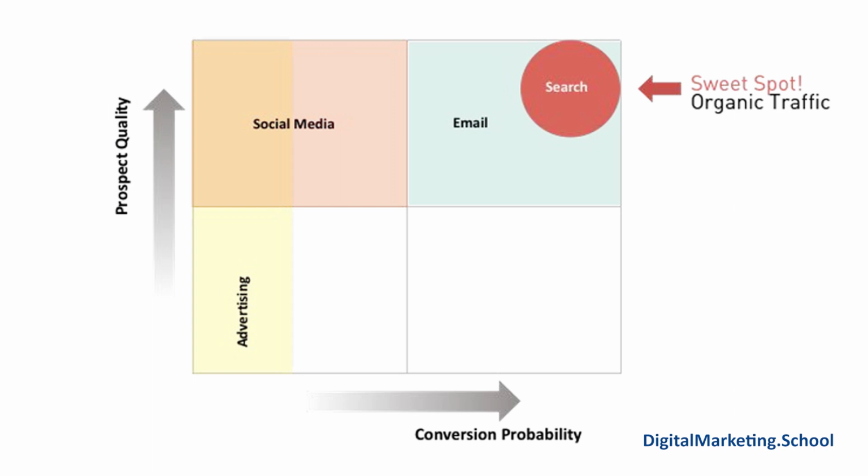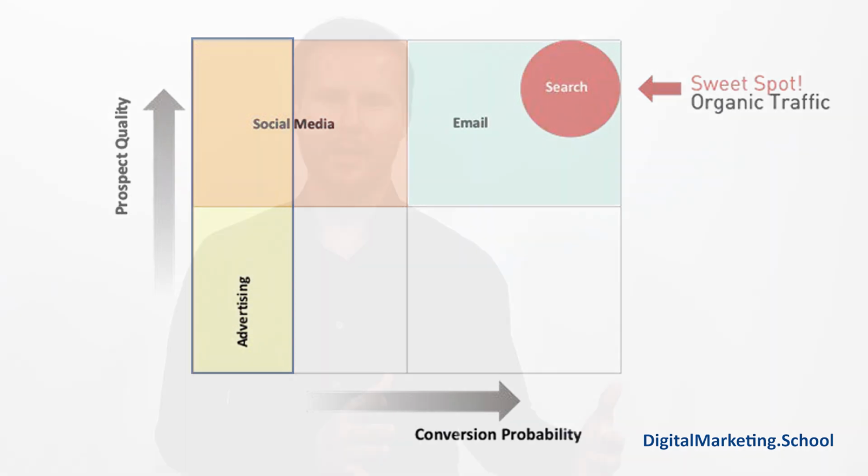So let's look at advertising. Now, advertising sort of sits on the far left of the conversion probability spectrum. And really that's quite obvious because most people don't click on ads. I mean, when was the last time that you clicked on a banner ad? It doesn't happen very often.